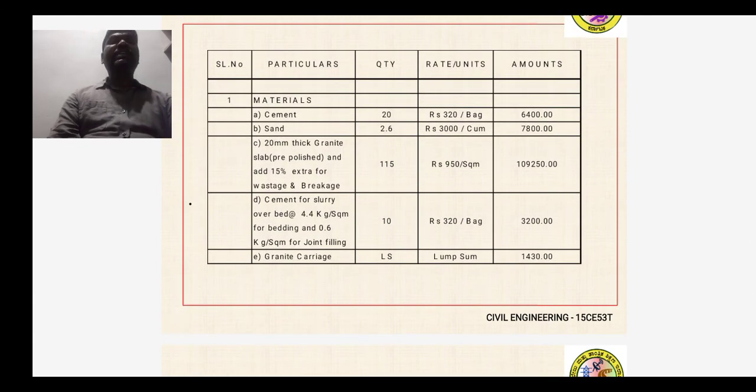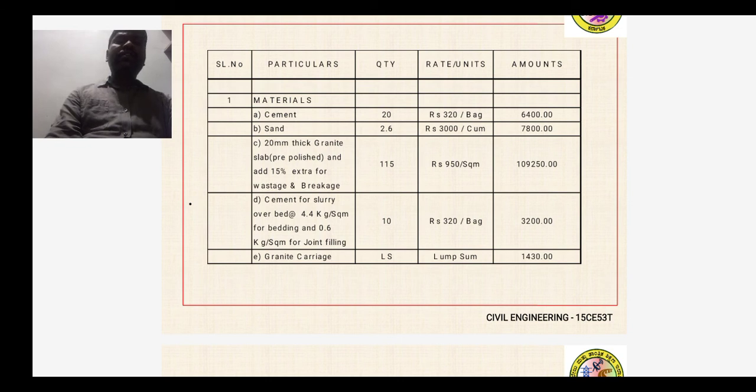As per rate analysis, the tabular column has serial number, particulars, quantity, rate per unit, and amount. First, in particulars, we discuss materials. In materials: cement, sand, granite, and cement slurry. In cement, we have calculated already.